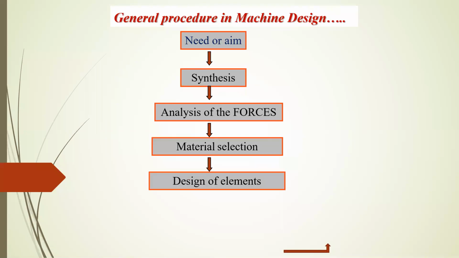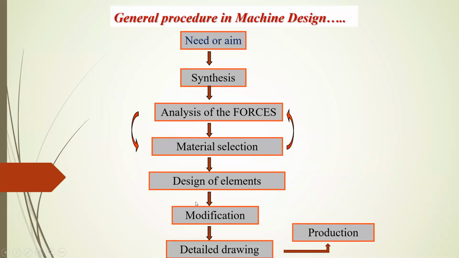Then we have to find out the design of elements. Here, by using various theories of failure, we have to find out the dimensions of that component. After finding the dimensions, we have to cross-check whether these are safe. If not, then we have to repeat those steps again. That is the modification step, which is required when the design is not satisfactory.